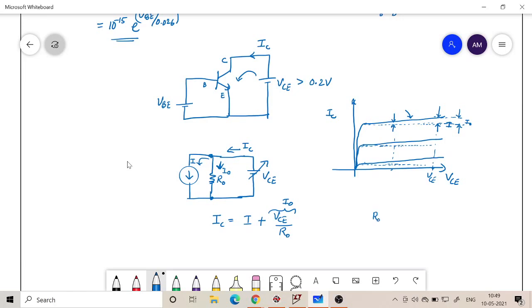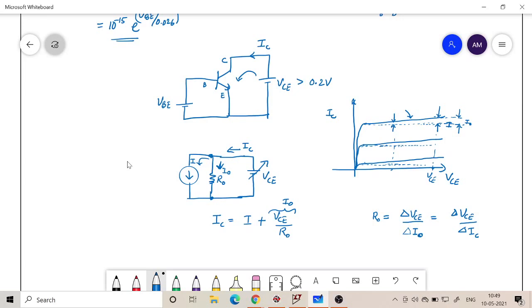And what is R naught? R naught, you can say, is delta VCE, the change in the voltage, divided by the change in IC. One portion, I, is fixed, so the only change is due to delta I naught. So I can write it as delta I naught and equate it to delta VCE by delta IC. In other words, if you find the slope of this, that will give you the value of R naught.